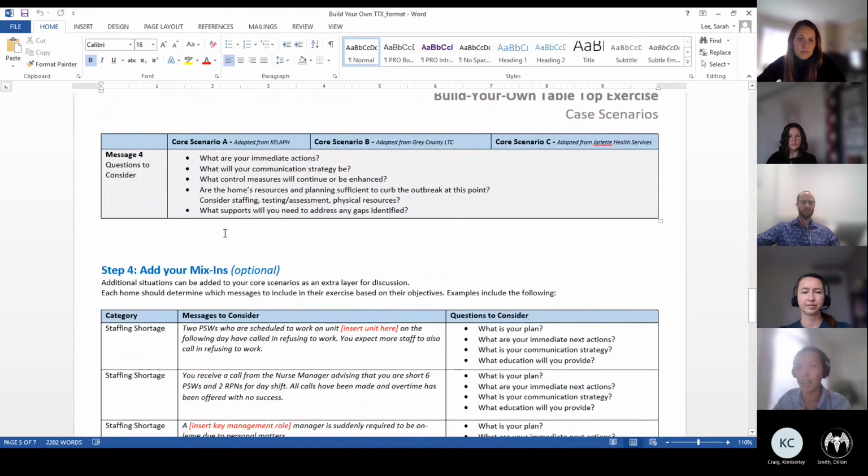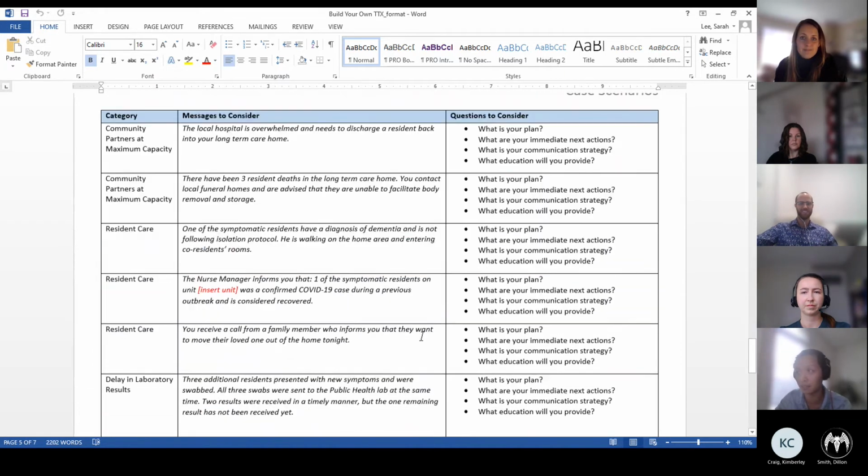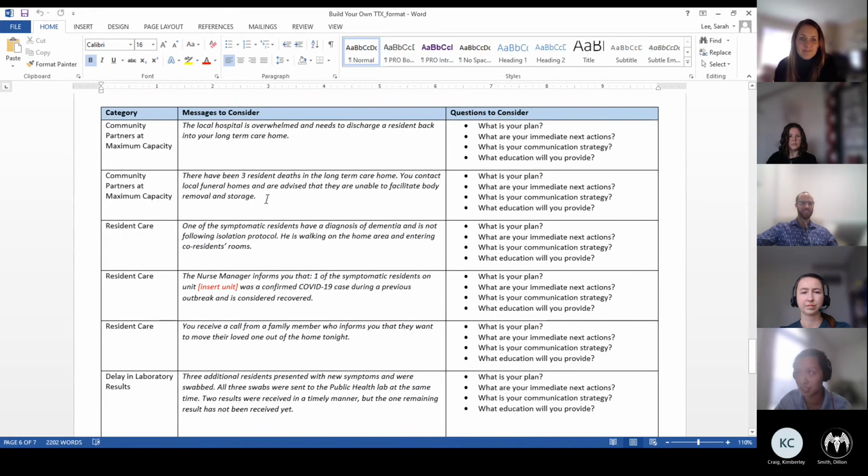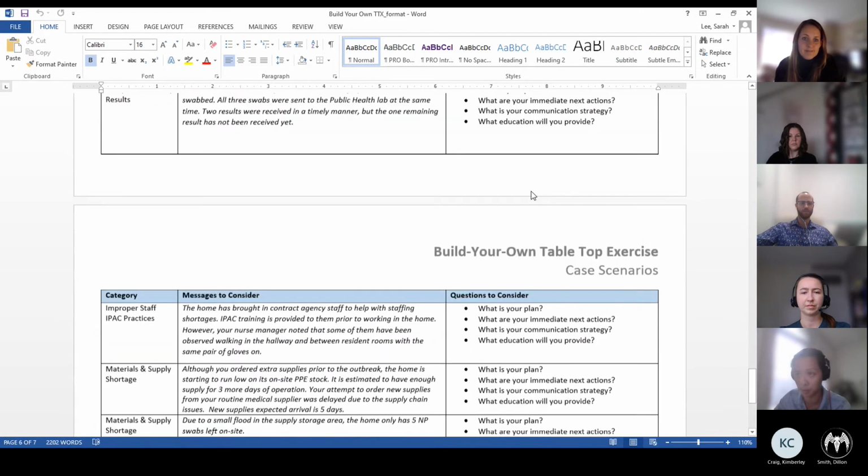Next, you're going to add your mix-ins in step 4. These are optional and additional situations that can be added to your case scenario as an extra layer for discussion. Each home can determine which additional messages they want to include in their exercises based on their own objectives and needs. So think of this as your toppings. You can choose from your sprinkles, your chocolate chips, your whipped cream, and your gummies. They're all optional and you can choose what you want to put in. Along with these additional messages are extra questions to consider as well.